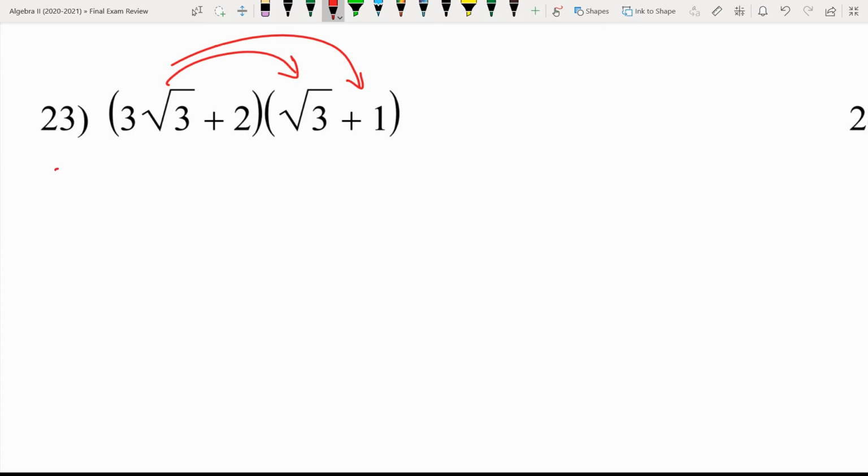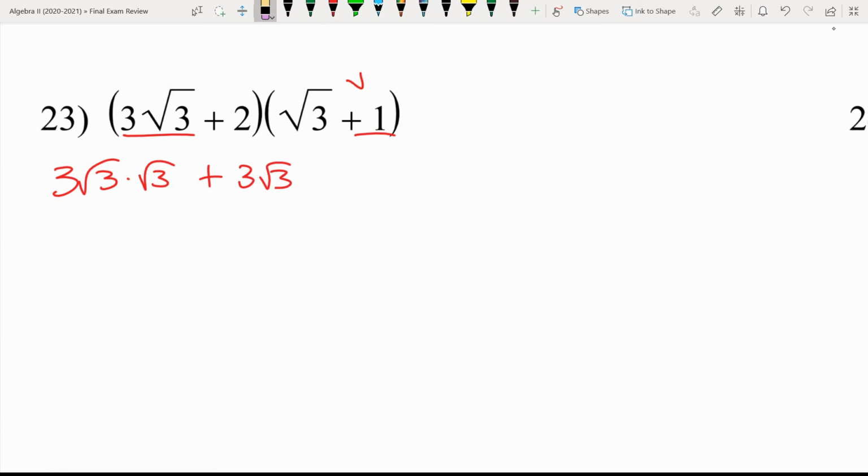So we're going to say 3 square root of 3 times the square root of 3. That's the first one. And then 3 square root of 3 times the 1, which just makes 3 square root of 3. Can't really do anything with that. Now we move on to distributing the second one. So I'm going to take the plus 2 times this and then times this. So that's plus 2 square root of 3 and then plus 2.